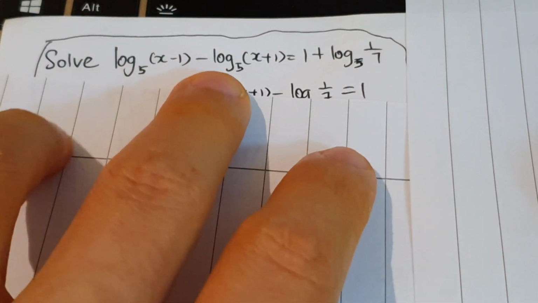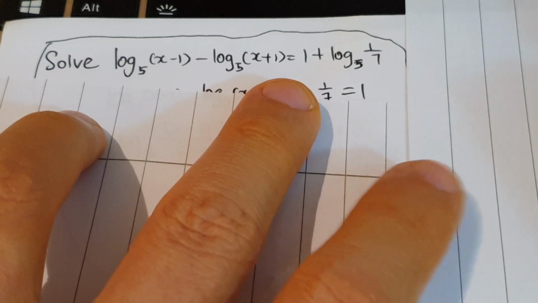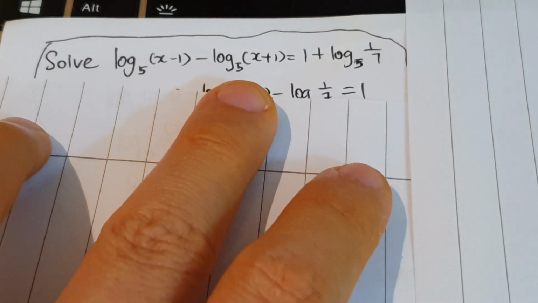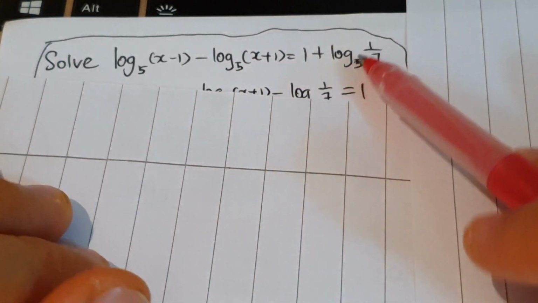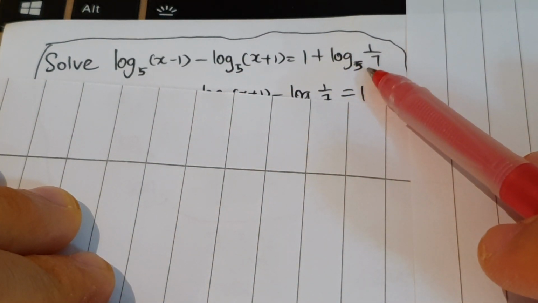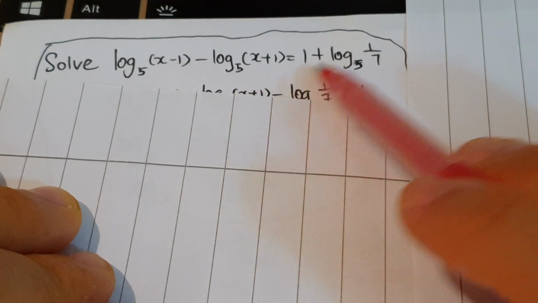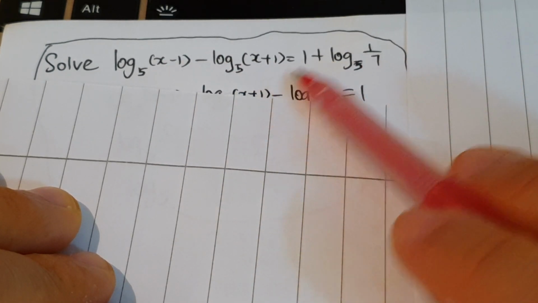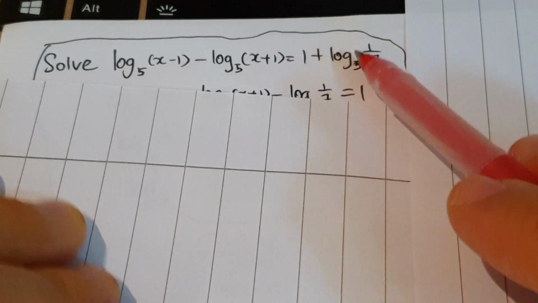Here on the left, logarithm minus another logarithm. And the base of the logarithm is 5. Whereas this side, there's another logarithm, also base 5. So when the bases are the same, there's no need to change the base, okay? So you can just combine all these logarithms, leave the number here.